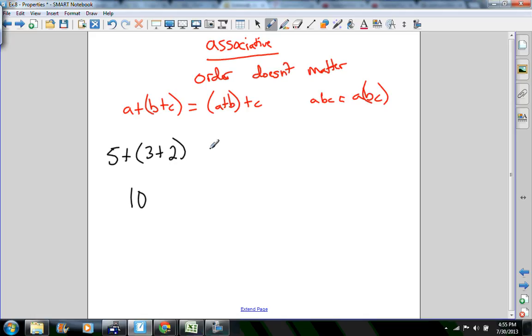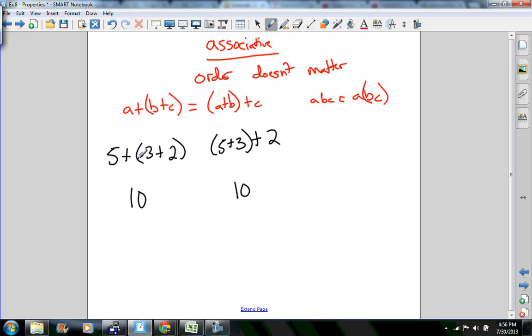But if we added them in a different order, we did 5 plus 3 first, plus 2 on the outside. 5 plus 3 is 8. 8 plus 2 is equal to 10. It means order doesn't matter for addition and multiplication. Okay? Now, multiplication is the same thing.